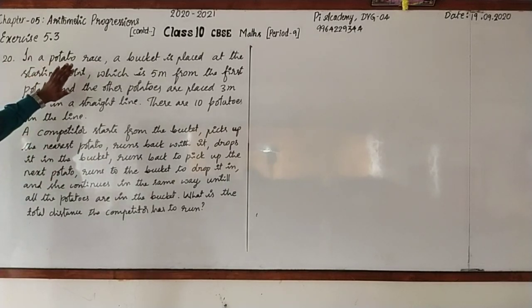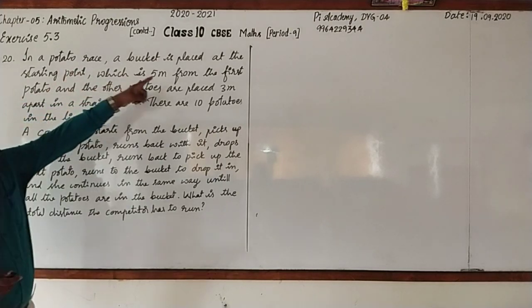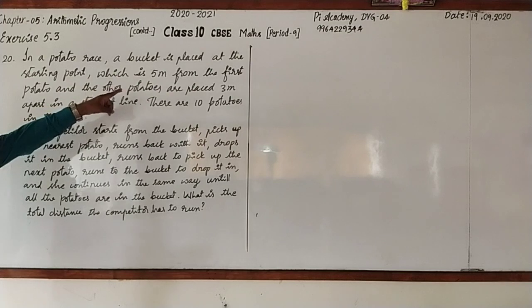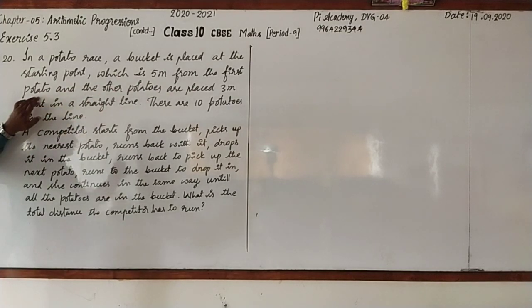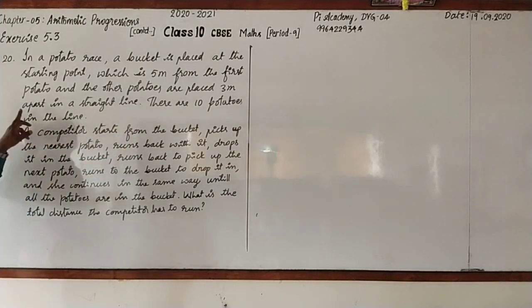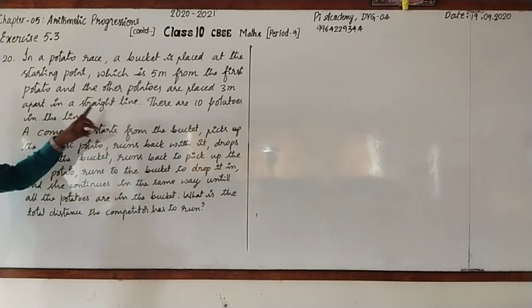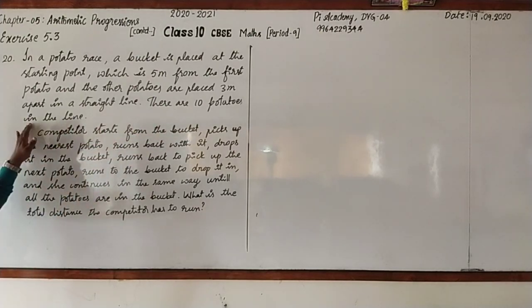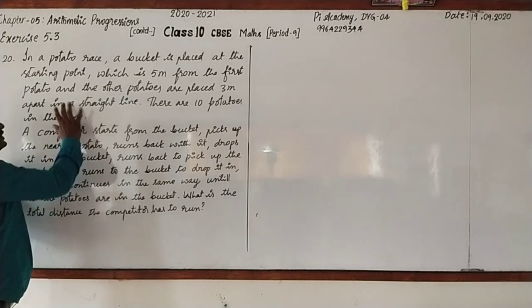In a potato race, a bucket is placed at the starting point, which is 5 meters from the first potato, and the other potatoes are placed 3 meters apart in a straight line. There are 10 potatoes in the line. Got it? So first you have understood this statement.